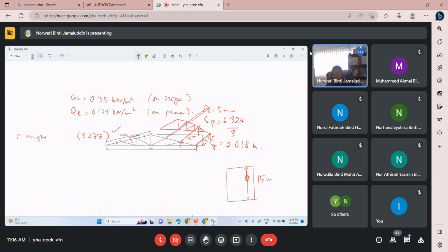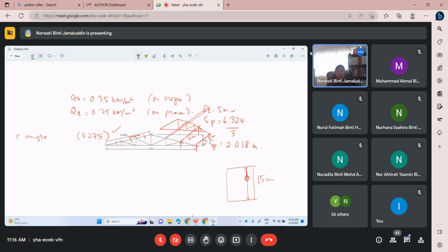In real practice, this will be a continuous member. So do not confuse when I said the span is 5 meters. I mean the span between support to support of the purlin. The purlin can go up to 50 meters, just that we need to design just one span. So 5 meters is similar to the distance of the truss, because the truss will support the purlin.